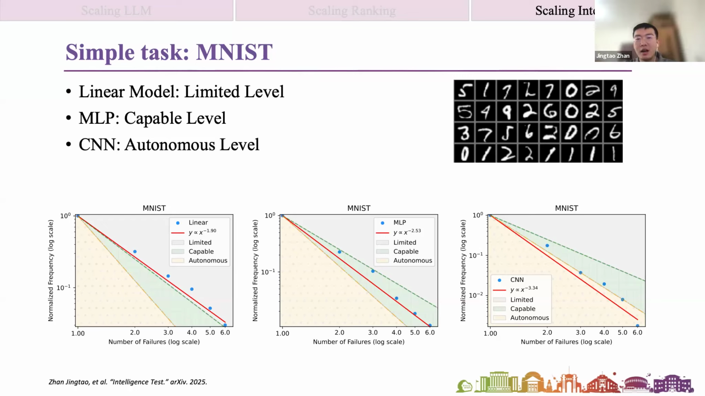Actually, the failure count is a discrete random variable, so for different images, we input the image to the model, and the model will output a distribution for different digits.